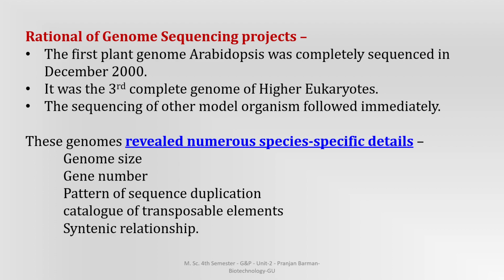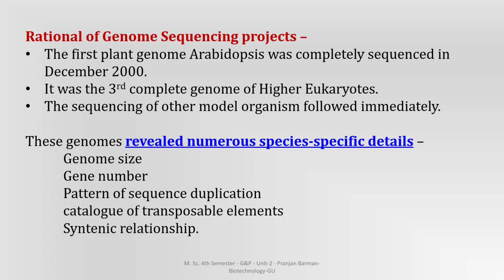Then the gene numbers, pattern of sequence duplication. Gene duplication is very much associated with amount of expression. Suppose you want to express a metabolite in a plant. Now you have to see how many copy numbers there are. More copy numbers means they will express more. Then a catalog of transposable elements, which are very important for manipulation.